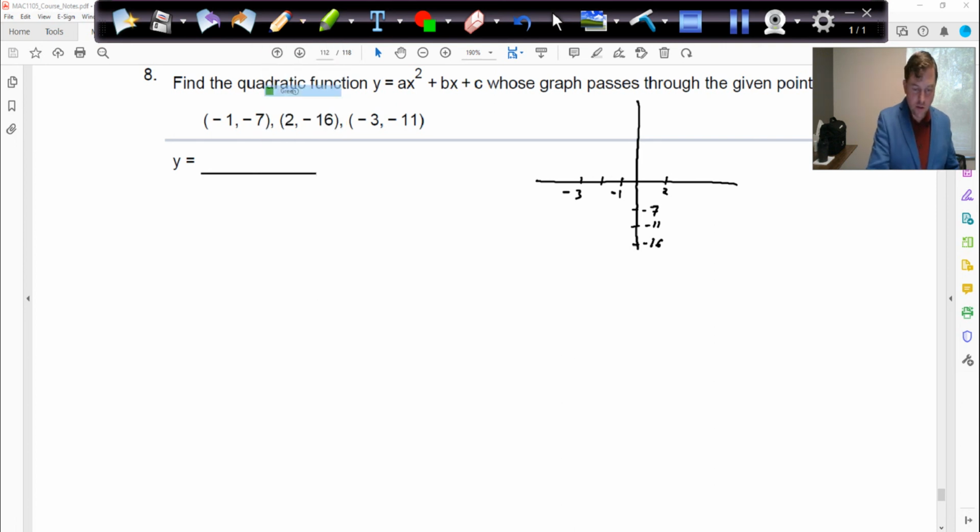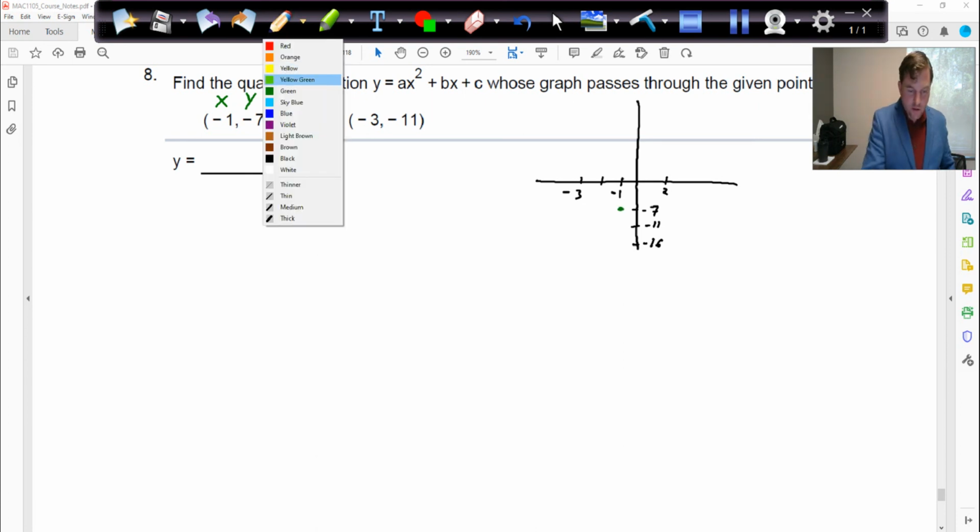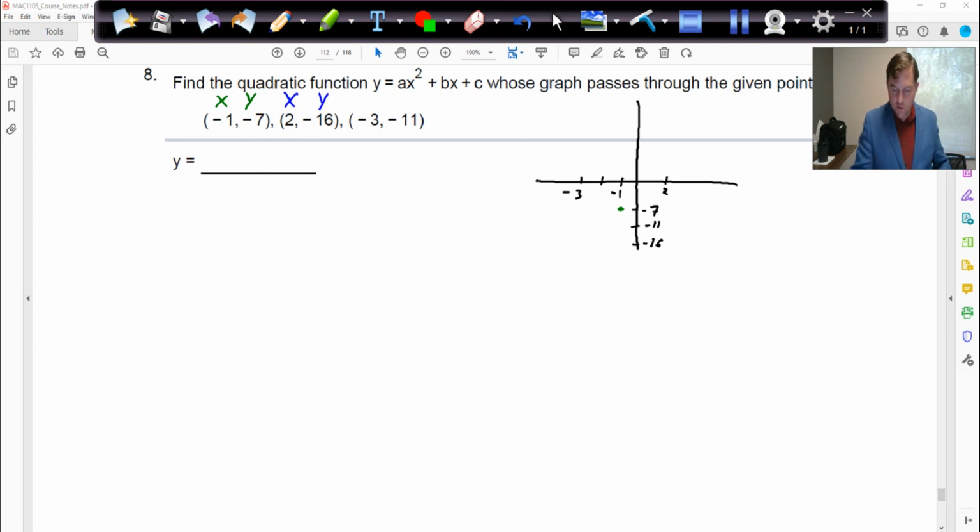So let's use color here. Let's call this, this is the x and y for point 1. So minus 1, minus 7 with a dot here. We have 2, minus 16, x and y, so that's a point down here. And then the final point, minus 3, comma minus 11. Now this is not drawn to scale. But basically we're going to say that there is some parabola that's going to come and go through these 3 dots.